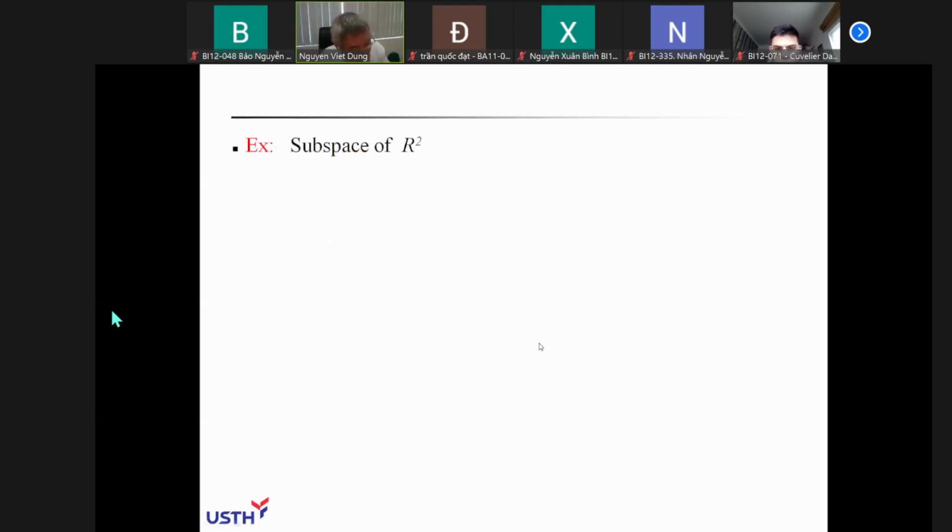Now I give you some examples of subspaces coming from geometry, which are easy for you to imagine. The first one: we consider the subspaces of R2. R2 is a coordinate plane. Now I list number 1 and number 3. They are trivial subspaces. The first one is the zero vector, the zero subspace. The last one is the space R2.